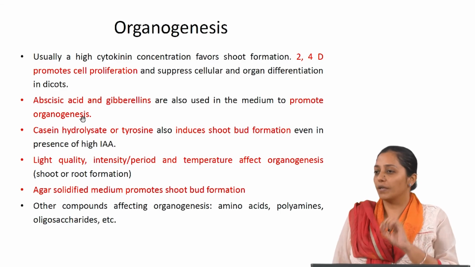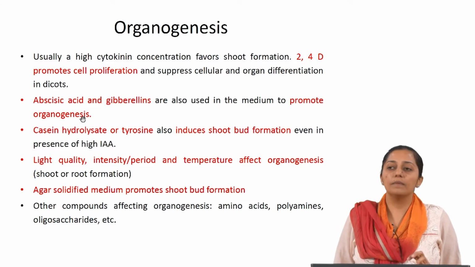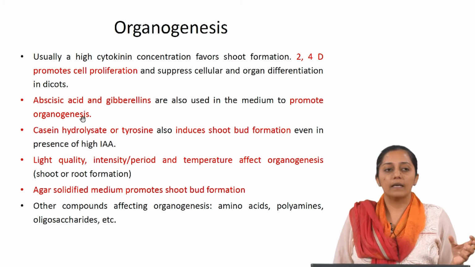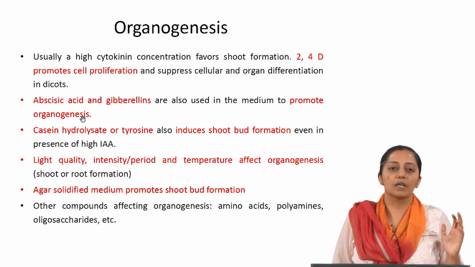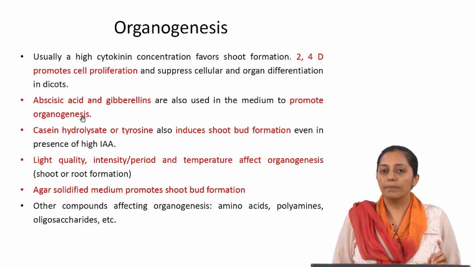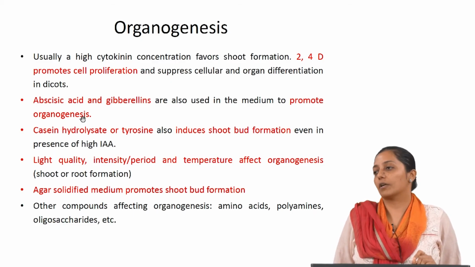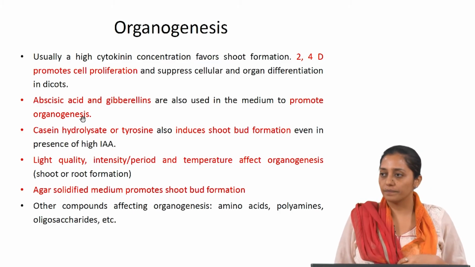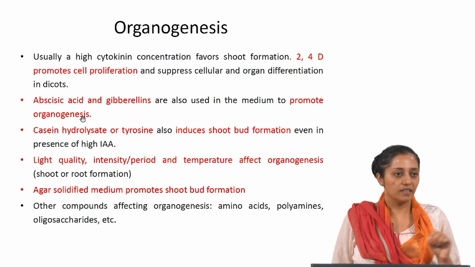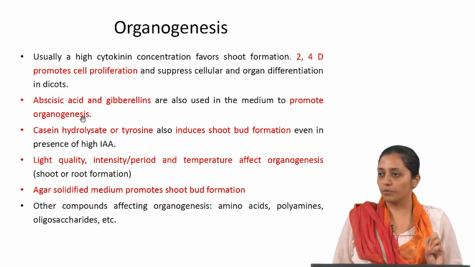So, these things you can note down, although this is species specific. In general, it helps when you are working with a species for which no information is available; this can be the starting point. Now, 2,4-D promotes cell proliferation and suppresses cellular and organ differentiation in dicot plants. I hope you know what are monocots and dicots. Monocotyledonous, dicotyledonous, cotyledons, that much you people know.